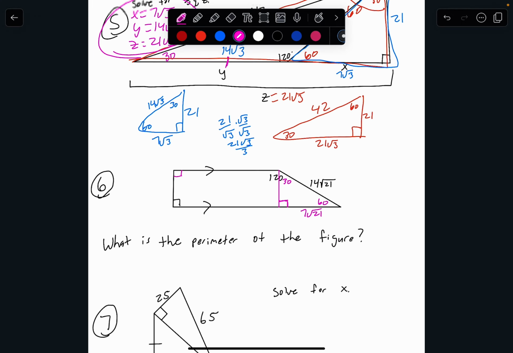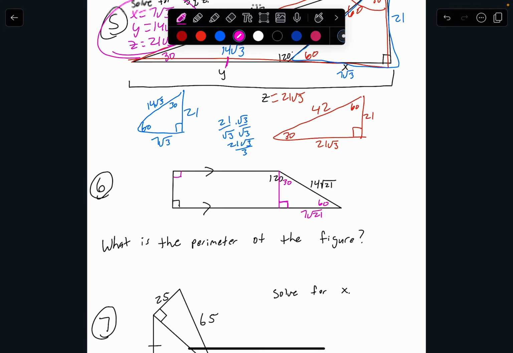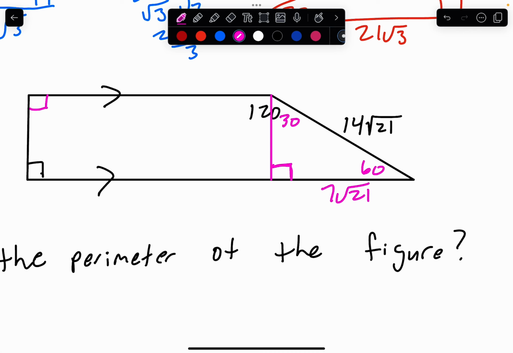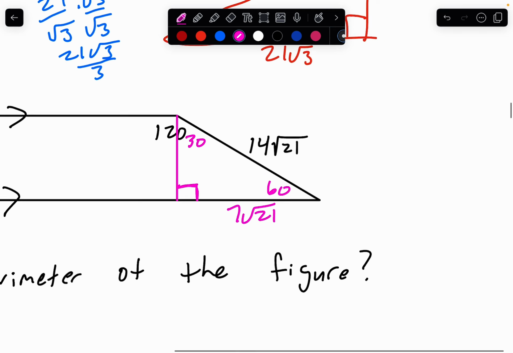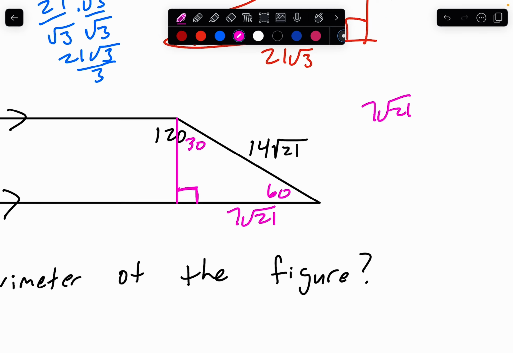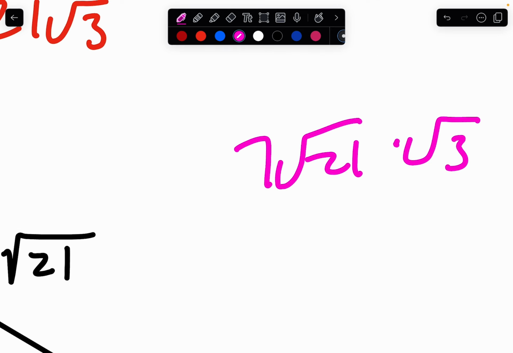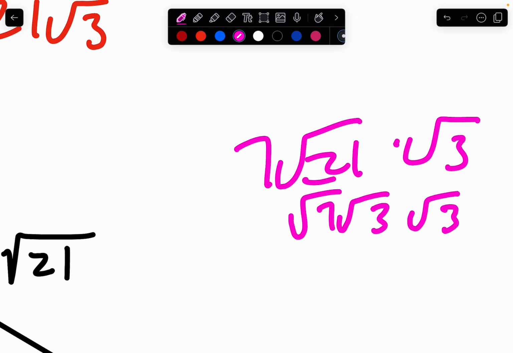Huh? Didn't we just have that? Oh, we had 7 root 3. I don't know what we had. Doesn't matter. 7 root 21. Now, the long leg is going to be 7 root 21 times root 3. One way you could do this is break this down into root 7 and root 3, right? Root 21 is root 7 times root 3.